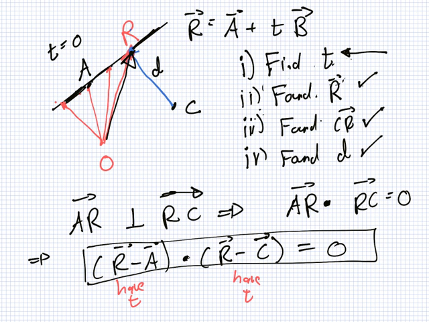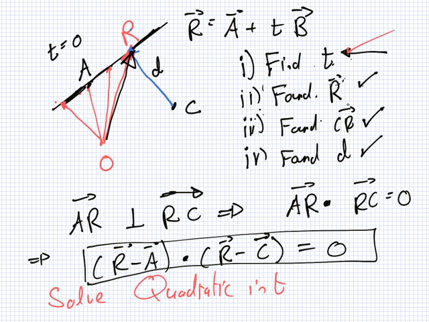Okay, so these both have T's. But when I dot them, what type of equation will I have? You see, this is linear and this is linear. And when I dot them, what will I get? Yeah, so what type is that? So in other words, this formula will make a quadratic in T equal to 0. If I solve this quadratic in T, then I've done the first step, which is finding the T. Now that I have the T, I have the R. And now I have the R, I have the CR. And now that I have the CR, I have the D.